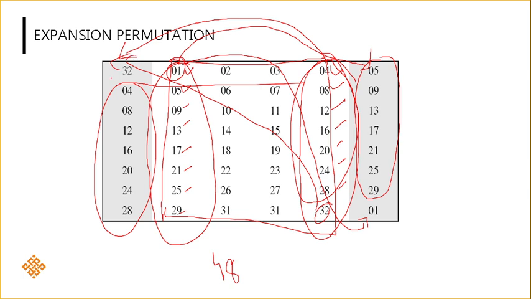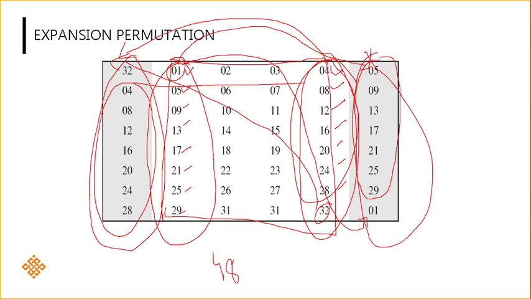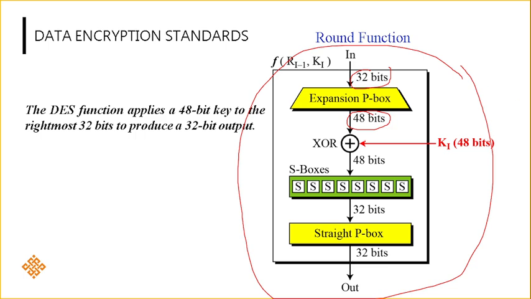So in this way, we are adding 2 extra columns, or 2 extra bytes, 8 elements each. This is 8 bits and this is 8 bits, totally 16 bits we are adding extra. We already have 32 bits. Totally we get 48 bits. In this way, we are expanding 32 bits to 48 bits. Once we get 48 bits, we do the XOR operation with the first key, K1, in the round 1 function.